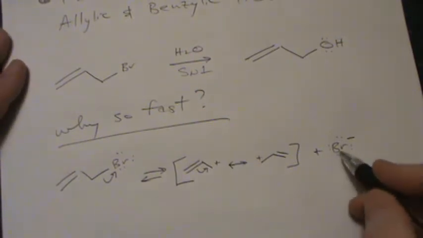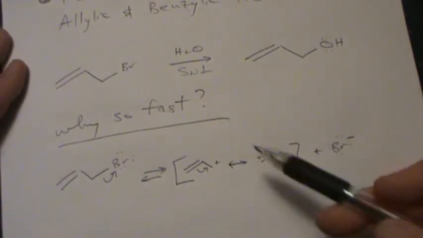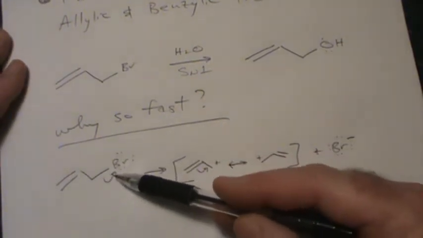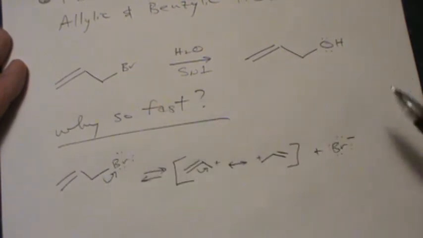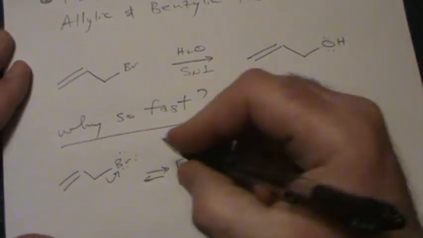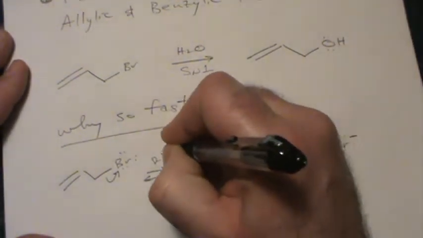Notice that the bromine now has 4 lone pairs. It started with 3 lone pairs, but when the bond ruptures in this heterolytic fashion, both electrons moving on to bromine, I now have a 4th lone pair and a negative charge and a bromide anion. So there is formation of the carbocation. This is the slow step. This is the rate determining step.